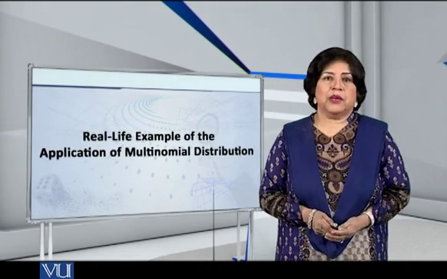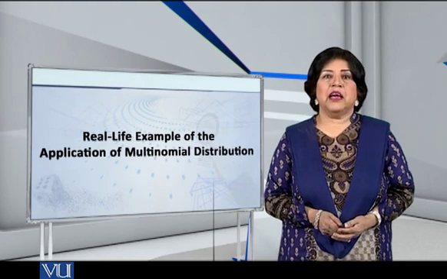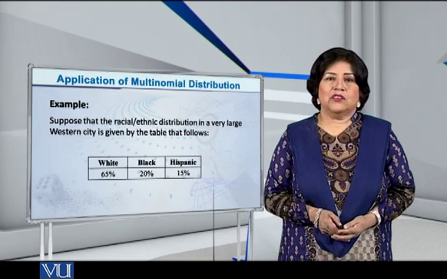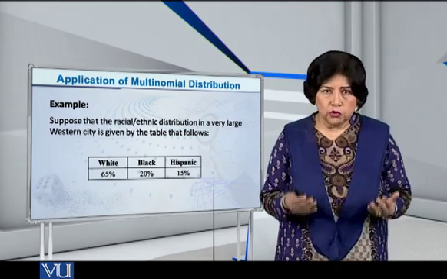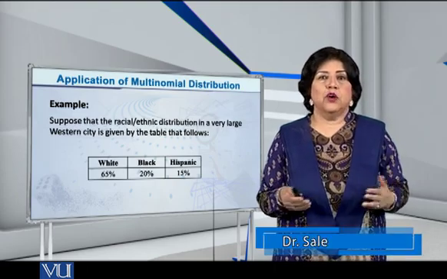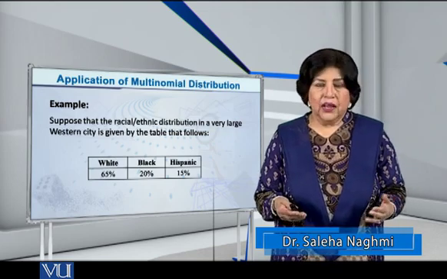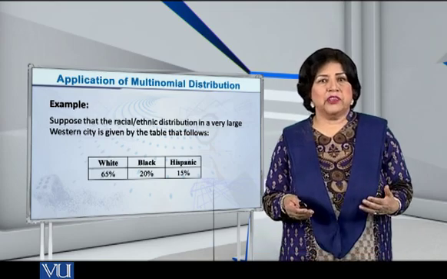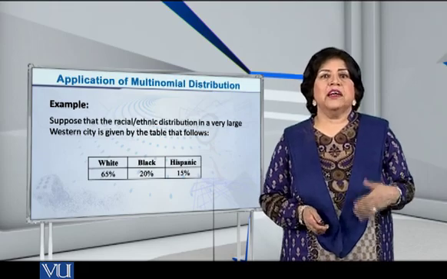Dear students, I'm going to present to you a real-life example of the application of the multinomial distribution. Suppose that the ethnic distribution of the population of a very large Western city is as follows. 65% of the population is white, 20% is black, and 15% is Hispanic.